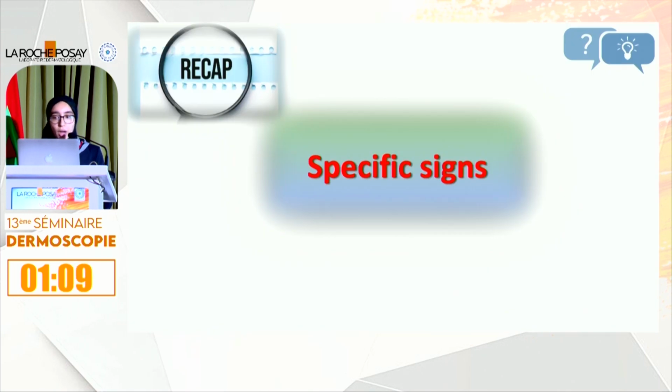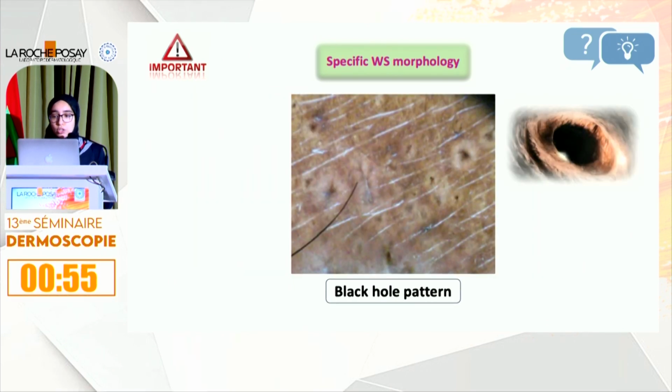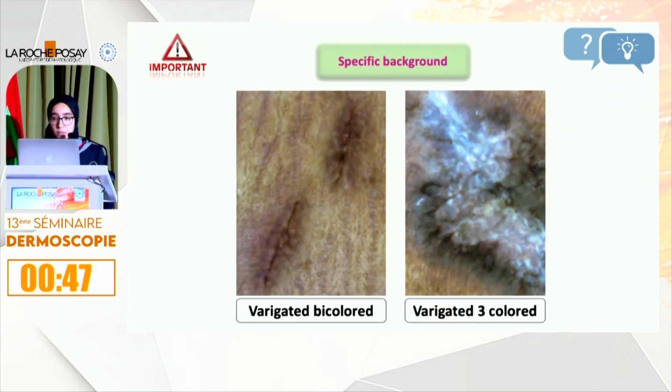For recap, our study, in alignment with the existing literature, identified specific signs of lichen planus in dark skin. These signs are as follows: weak and dark hued striae ranging from blue to brown to black. The morphology of weakened striae remains the same as in light skin, with the exception of the distinct black hole pattern specific to dark skin. On the contrary, the background exhibits uniquely captivating dark hues with diverse, visually appealing arrays.